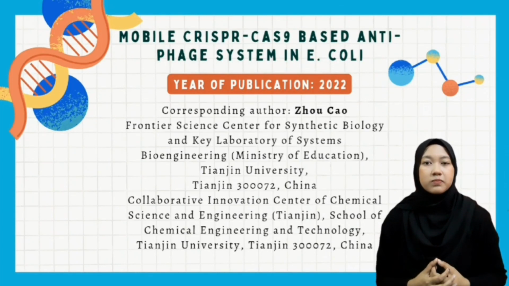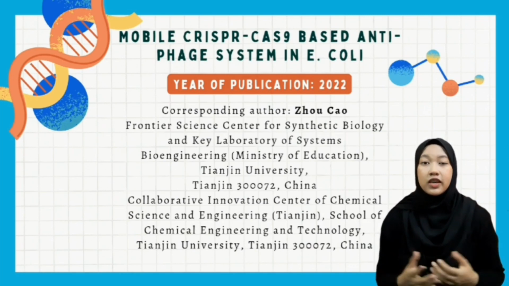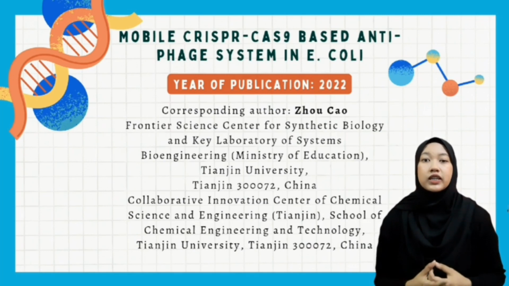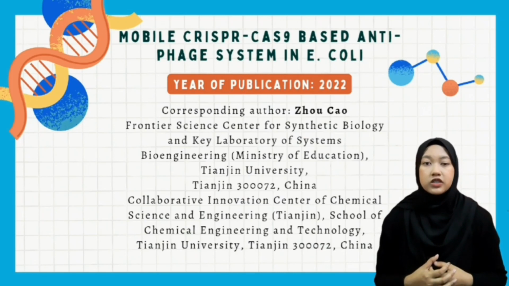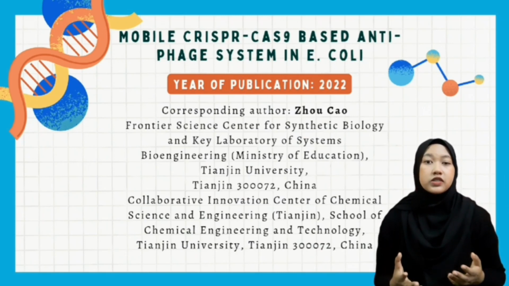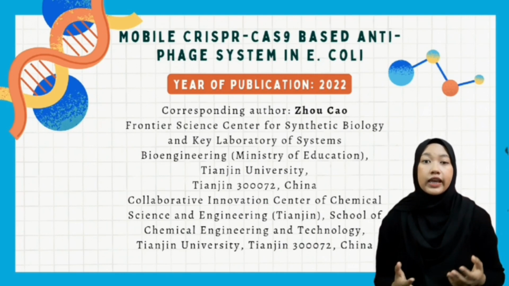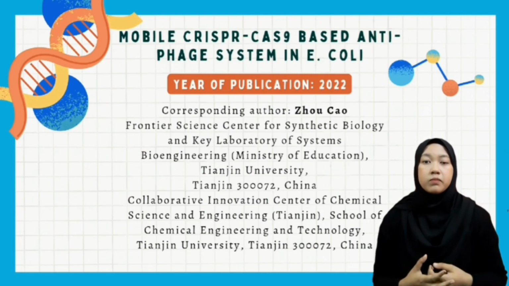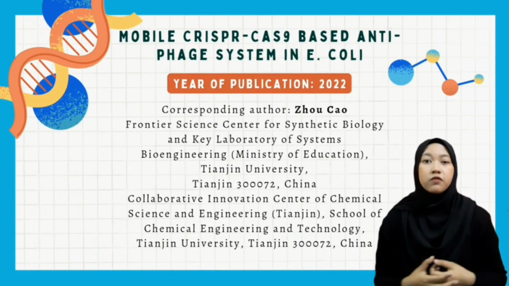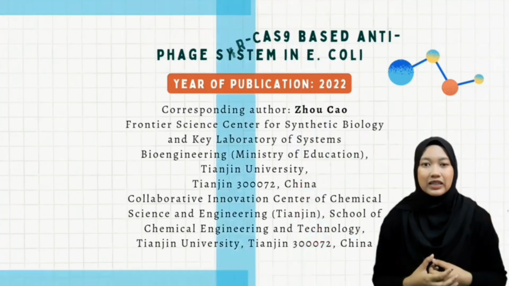So the topic that has been assigned to our group is CRISPR-Cas9 in Microbial Research. And we have chosen a journal titled "Mobile CRISPR-Cas9 Based Anti-Phage System in E. coli". The corresponding author in this journal is Cao Cao. This research is supported by the Frontier Science Center for Synthetic Biology and Key Laboratory of Systems Bioengineering and the Collaborative Innovation Center of Chemical Science and Engineering. Both are from the University of Tianjin, China.